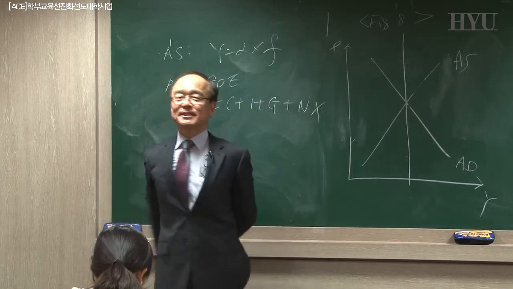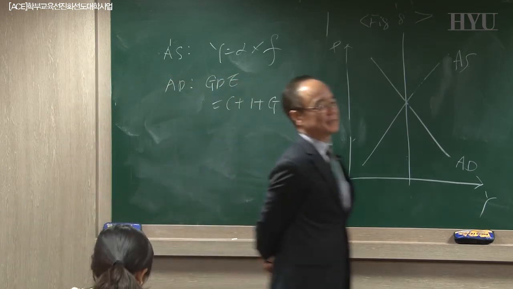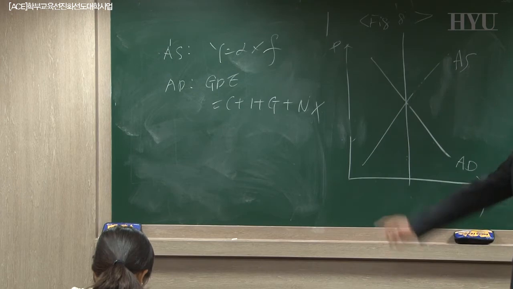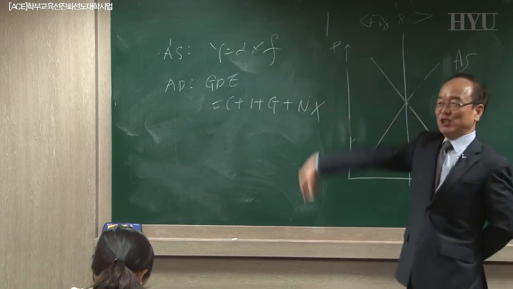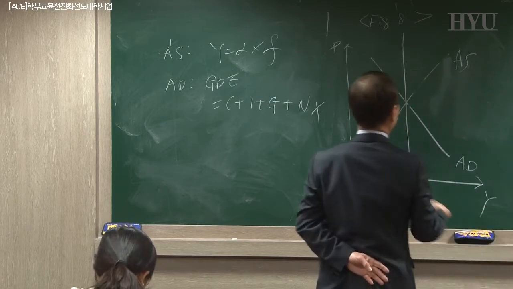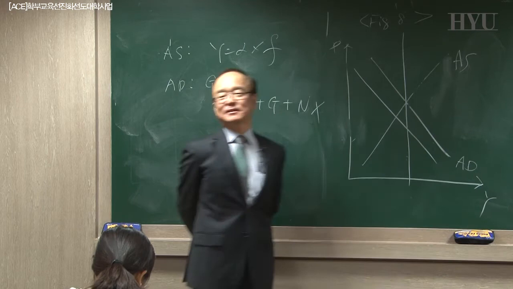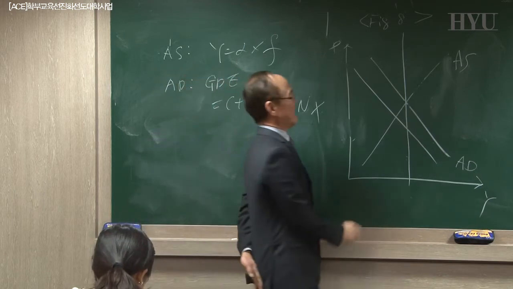I know this is clear to everyone. Stock market crashes, what happens? C falls down, right? Because that's the wealth effect. C falls down, this curve moves in this direction, right? So what follows?